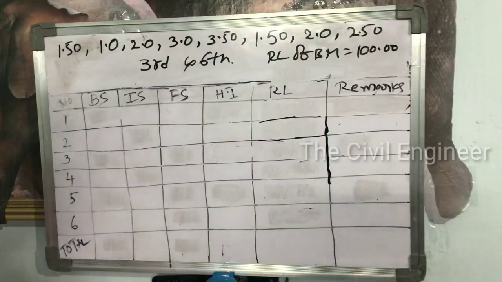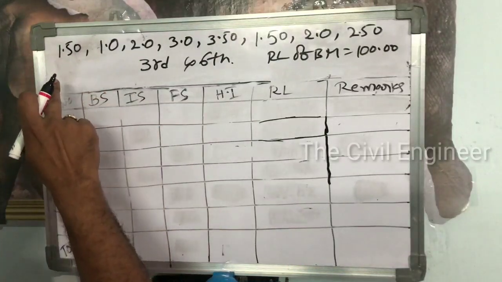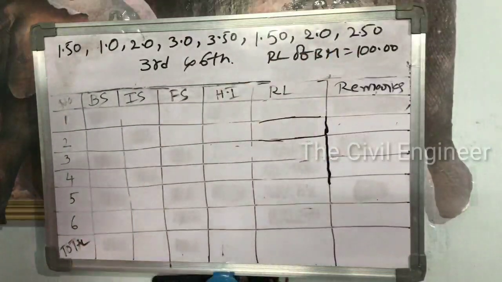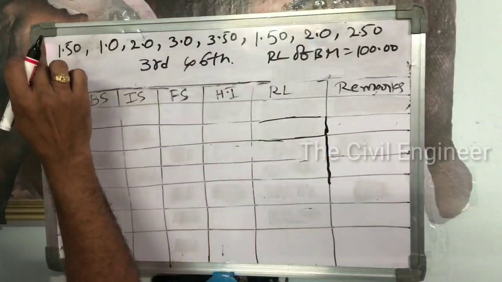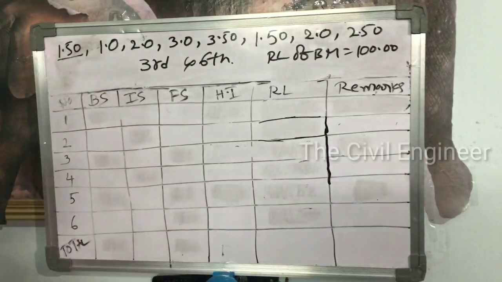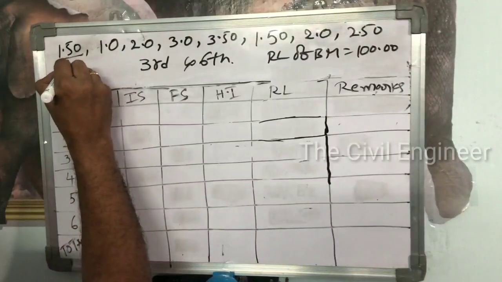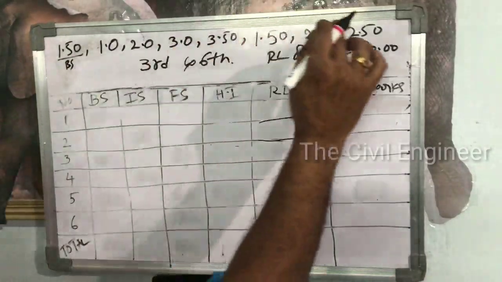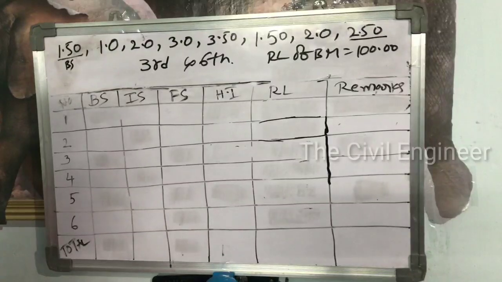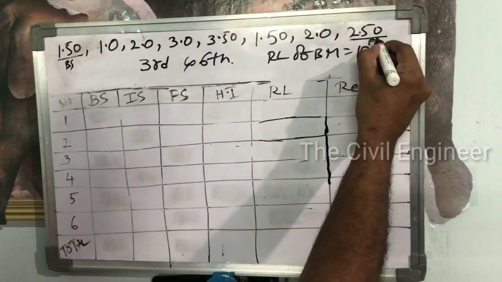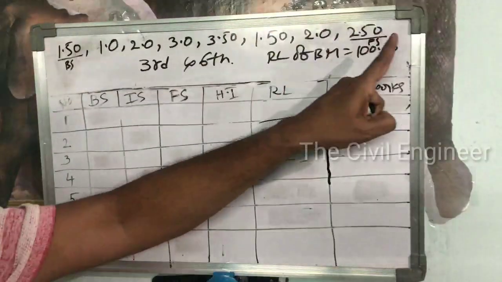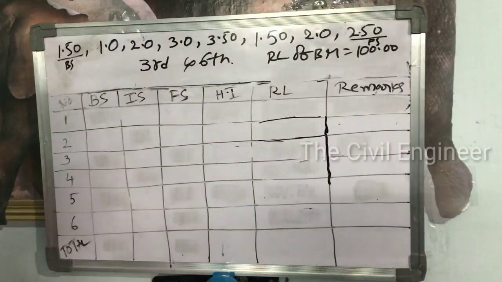Before that, first you should identify the back sides, intermediate sides and foresights from these staff readings. Let us take the first staff reading, which is taken on the benchmark, is back side, and the last staff reading, here the last staff reading is 2.50, is the foresight. The first staff reading is back side and the last staff reading is foresight.